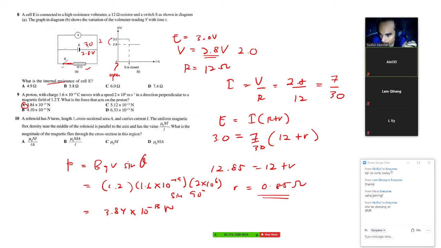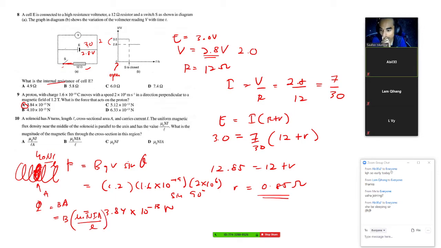Question number 10. A solenoid has length L, cross-section A, and carries current I. The uniform magnetic flux density near the middle is parallel to the axis and has value mu naught N I over L. What is the magnitude of the flux through the cross-section in this region? So if we have a cross-sectional area in the middle, what will be the magnetic flux through this area? Flux equals BA, so it is mu naught N I A over L. So the answer is B.